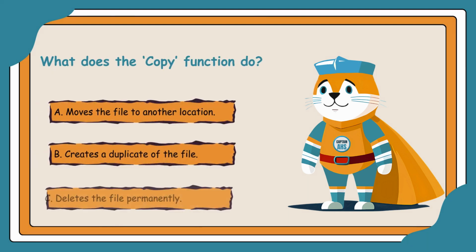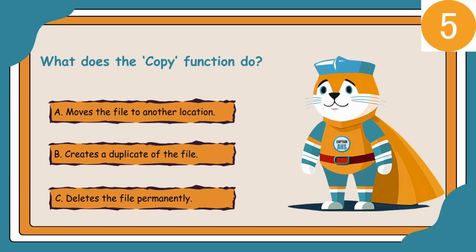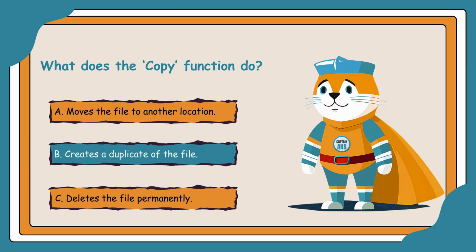What does the copy function do? Option A moves the file to another location. Option B creates a duplicate of the file. Option C deletes the file permanently. Option B creates a duplicate of the file.